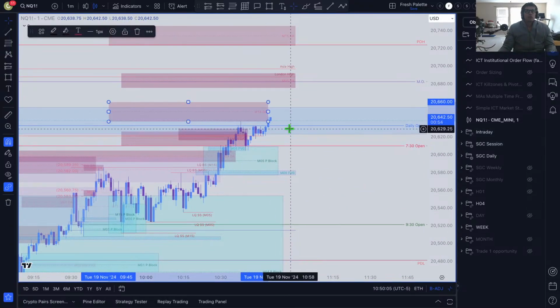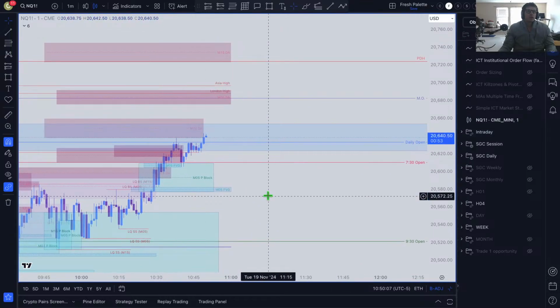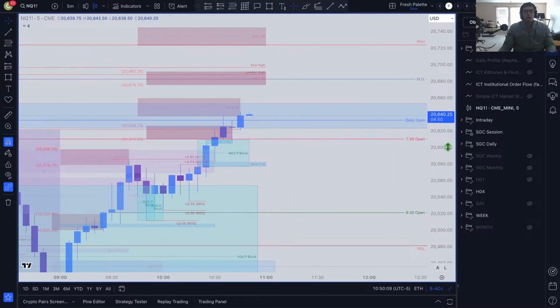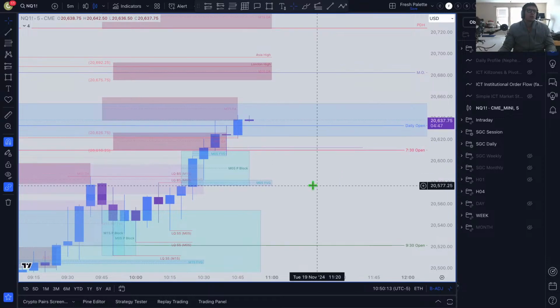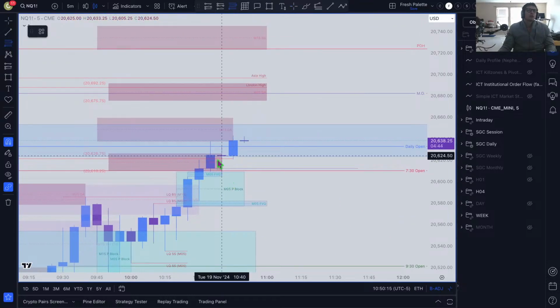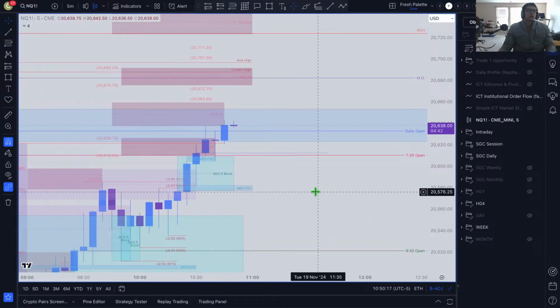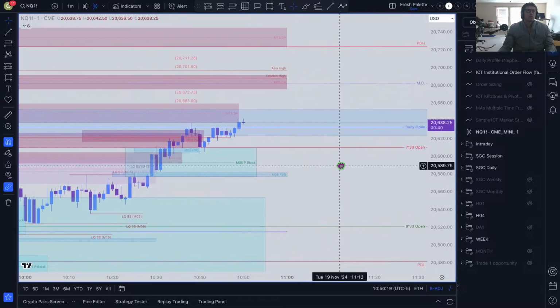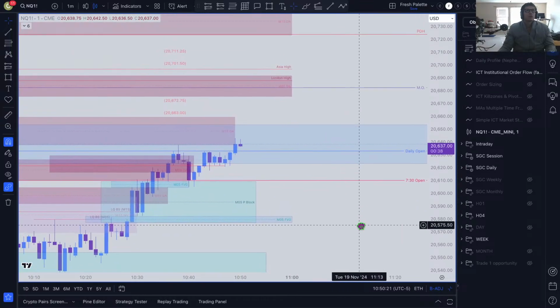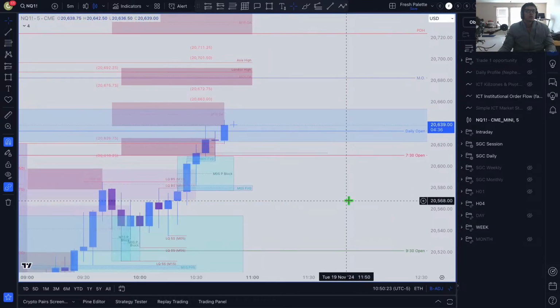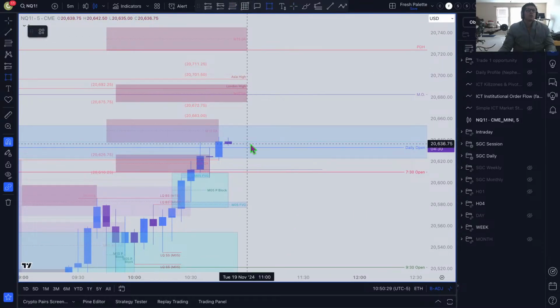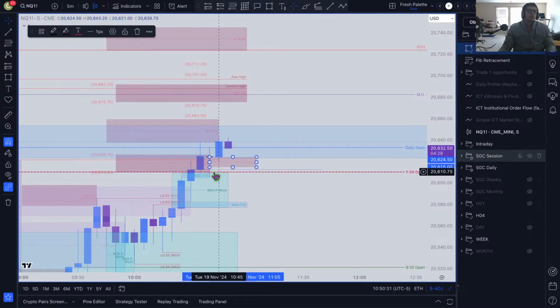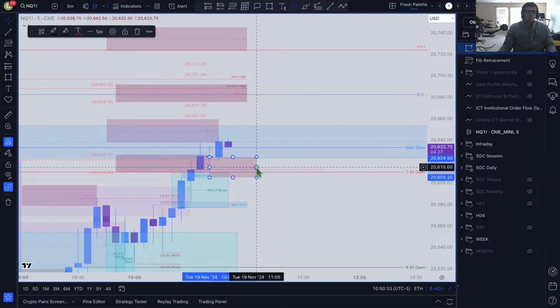I didn't like it quite so much because you had daily open right there that we hadn't closed above on the 1 minute. But now the 5 minutes closed above it. And you arguably have this continuation block on 5 minute here for that. So look at this as your projection block on the 5 minute.